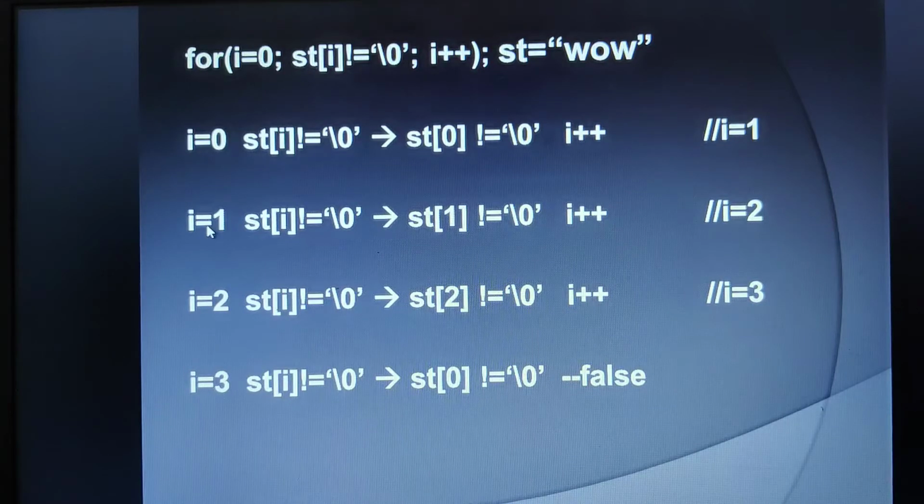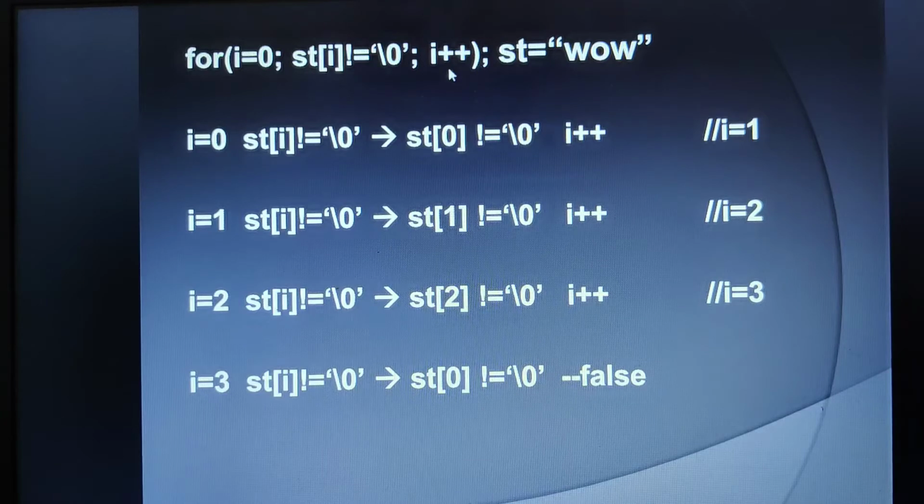So when i becomes 1, definitely we are pointing to the first location in the given string. That means we are pointing to this particular character, that is O. Next, when i is equal to 1, I am checking st of i, in the sense st of 1, isn't it not equal to the null character? So what is there in st of 1? That is O. O is not equal to null. Yes, the condition is true.